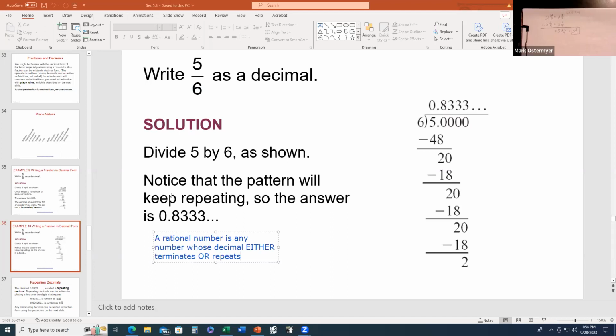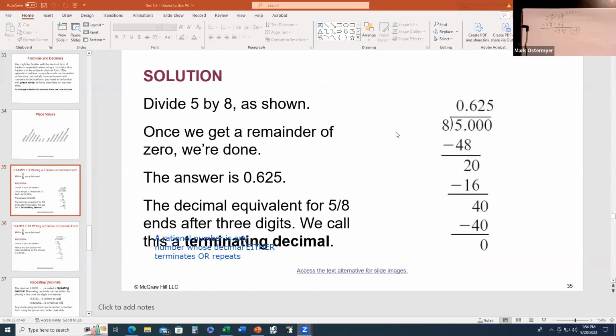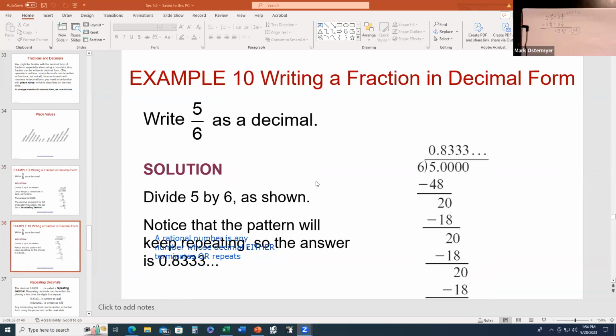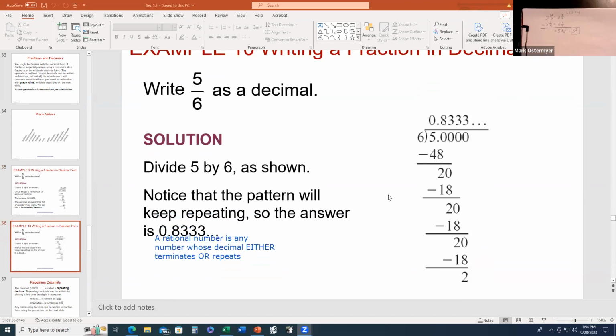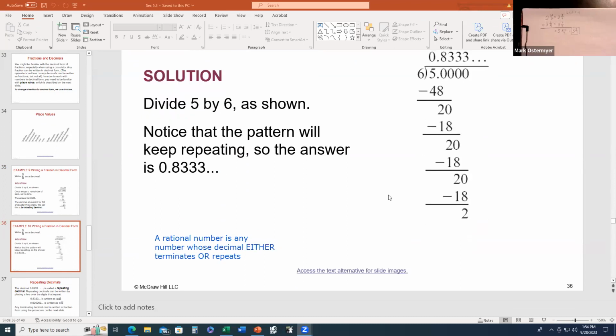5/6 is a rational number because not only is it expressed as a fraction, but we see its decimal repeats. Okay, it's a repeating decimal. Back here, 5/8 was a rational number, not only because it's expressed as a fraction 5/8, but because, ladies and gentlemen, its decimal terminates. So any decimal that terminates or repeats is a representation of a rational number.